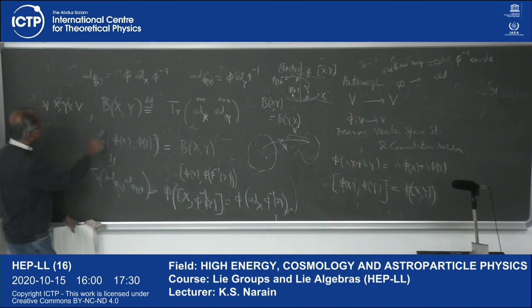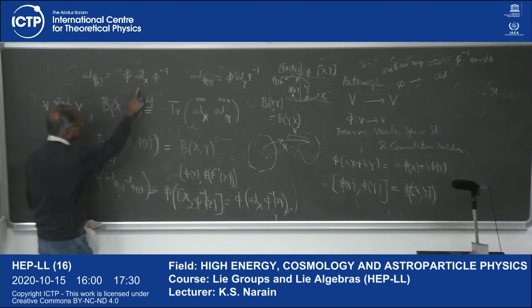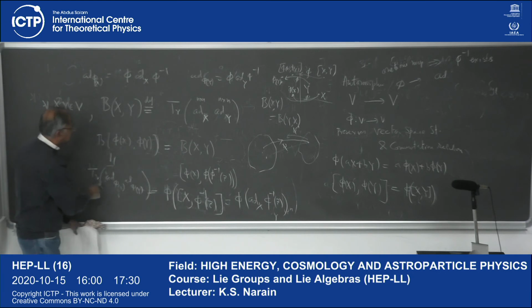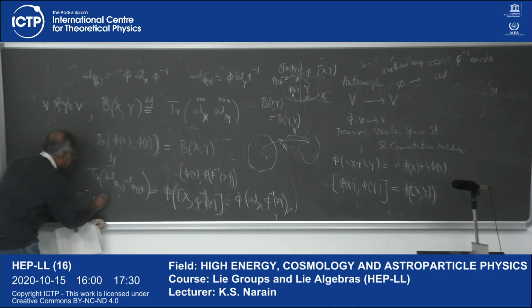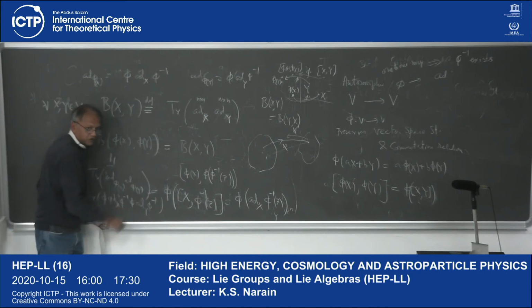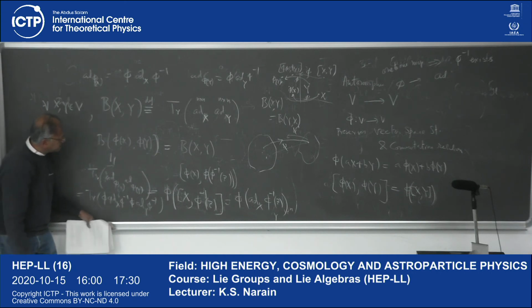Okay, but then I substitute ad of phi x as that and ad of phi y as that, and so this becomes trace, and then you get here phi ad x phi inverse and phi ad y phi inverse. That's the trace. Phi inverse phi cancels out, gives you 1, and in a trace you can do cyclic rotation. So this phi inverse cancels out, and you're left with ad x, ad y, which was b of xy. So that's a very important property.